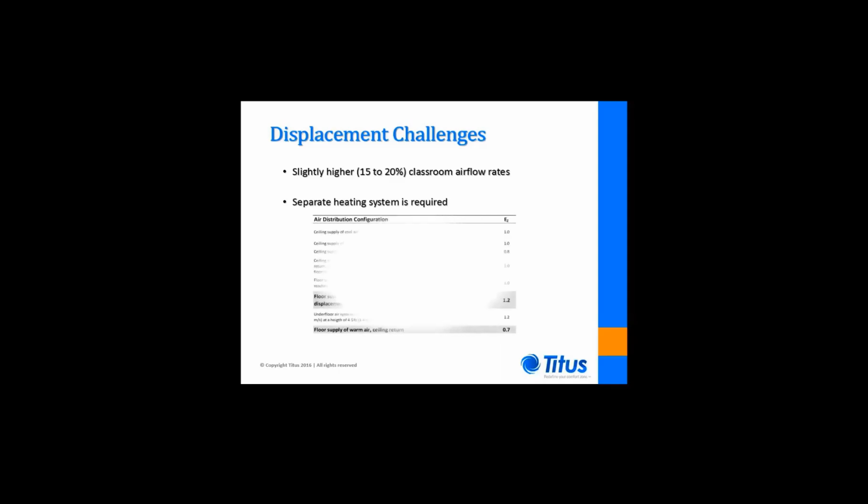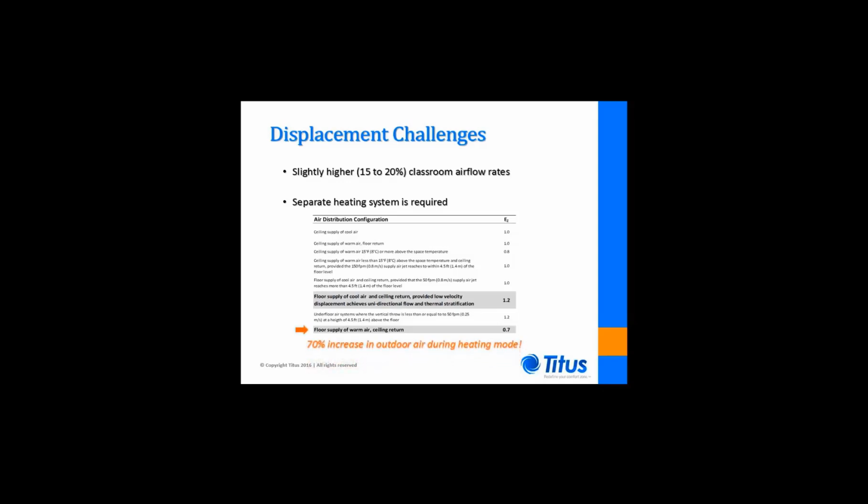In addition, displacement systems often require a separate decoupled heating system. Low-level fin tube heating is typically supplied along the outside wall of the classroom. Again, referring to ASHRAE Standard 62.1, systems which involve the floor supply and ceiling return of warm air are awarded a ventilation effectiveness of 0.7, resulting in a significantly higher outdoor air requirement during heating operation.